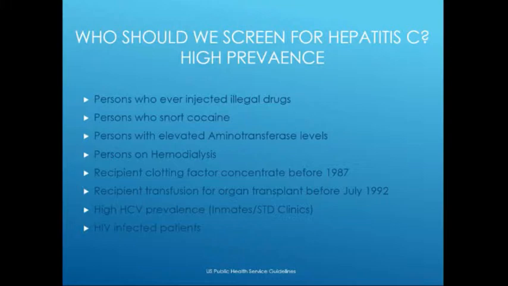And as you can imagine, patients that use cocaine nasally have a lot of bleeding and constriction of their blood vessels in their nose. So if you share an applicator from one person to another, that person gets the blood from the applicator of the first person, and that's how they transmit the hepatitis C. Patients on hemodialysis, a recipient of clotting factor before 1987, and a recipient of transfusion or organ transplant before 1992, high HCV prevalence, including inmates and STD clinics, and HIV-infected patients.